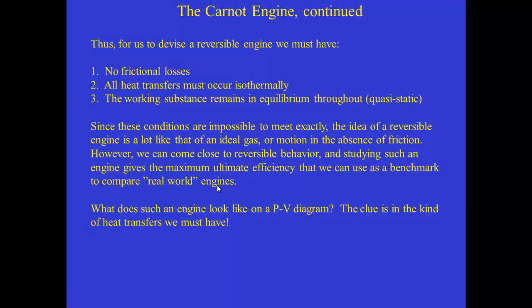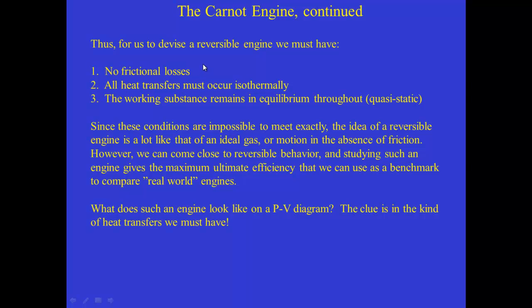if you could get rid of all of the irreversible processes. And so it will allow us to have a benchmark that we can use when we calculate the efficiency of a real-world engine where not all of the processes in the cycle are truly reversible. So what does the Carnot engine look like on a PV diagram? The key is actually number 2 here. All heat transfers must occur isothermally.